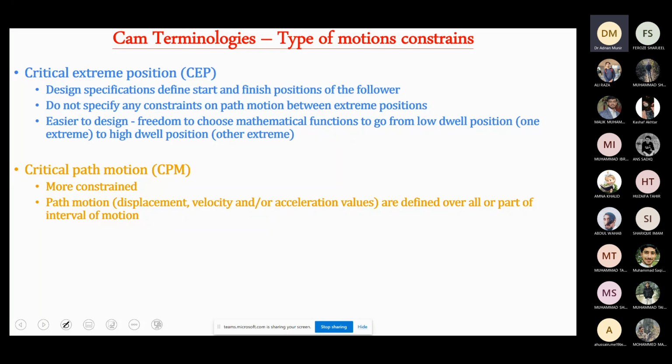Now the other type of motion constraint that we have is called critical path motion, which is abbreviated as CPM. CPM is more constrained in the sense that the path motion, such as displacement, velocity, and or acceleration values, are defined over all or part of the interval of motion, right? So we also define the path motion either over all or part of the interval of motion as the follower moves. So this is called critical path motion.